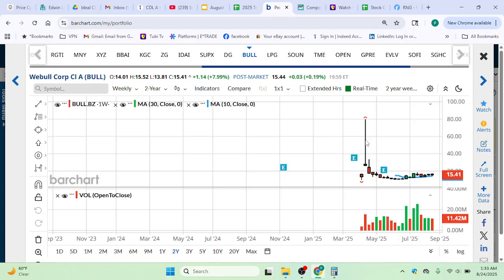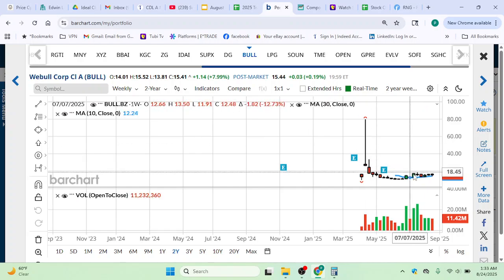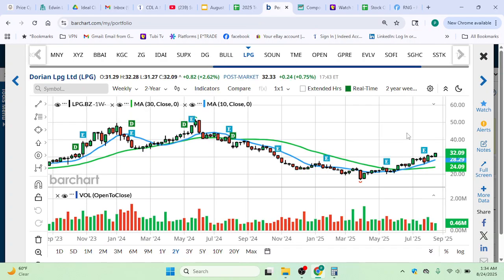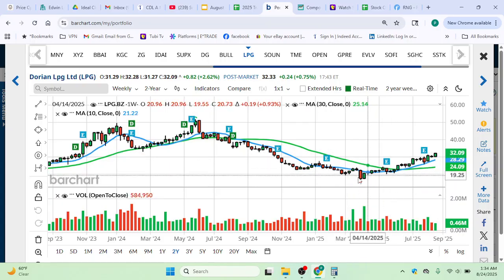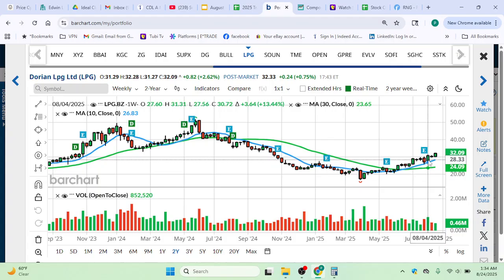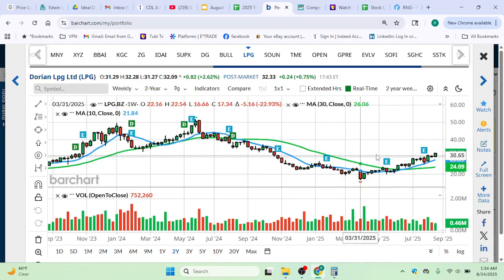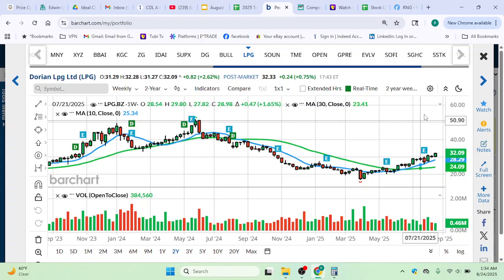Webel Corp, bottoming pattern. That'd be a very early speculative type of stock play with a bottoming pattern with the potential to move back up somewhere between where it's at now and $80 a share. If that does start moving up, that could be a significant, nice risk to reward play. And LPG, this has to do with natural gas or propane gas, and that has been a nice little uptrend here. Not a bad place to get involved. We've got this nice vacuum area here of space for price to move up into.